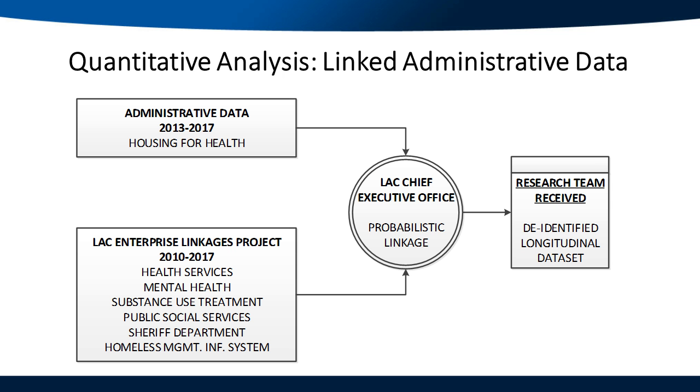We combined Enterprise Linkages Project data with administrative data from Housing for Health, which allowed us to identify Housing for Health clients in all these other data systems. The way this works is the county chief executive office does a probabilistic linkage of records across all these departments' data systems. They create a unique identifier for all of them. They remove the personal information, and we received the de-identified data set where we can still see each individual across all these systems.